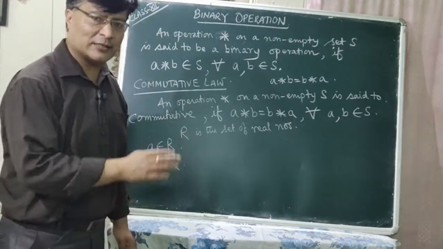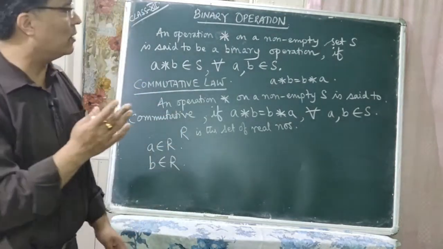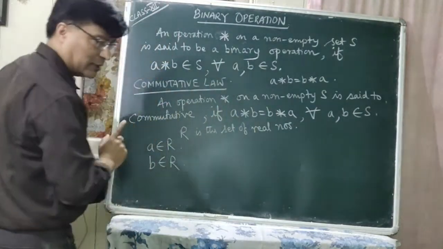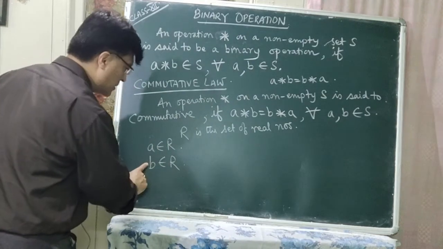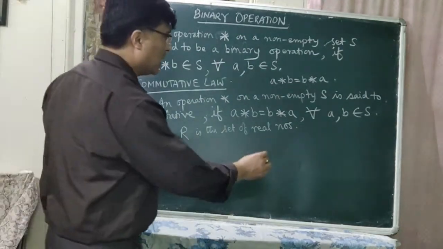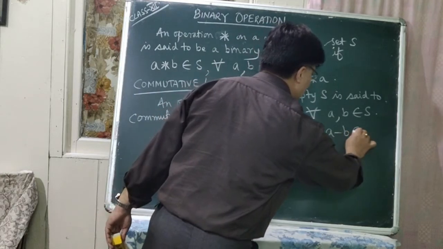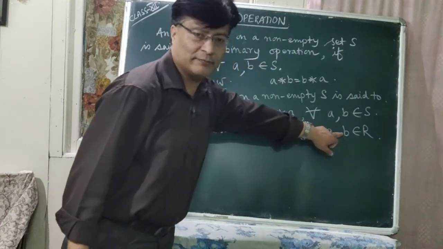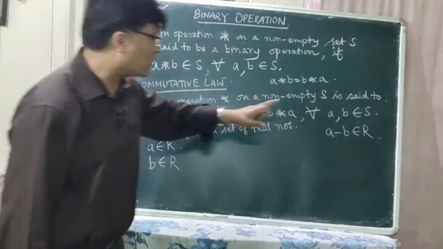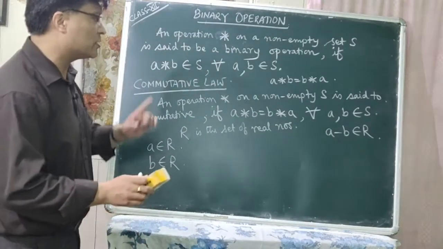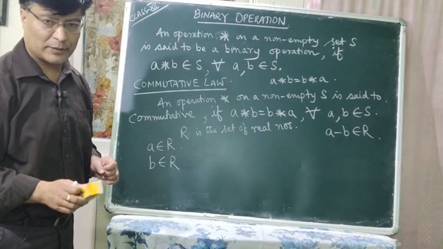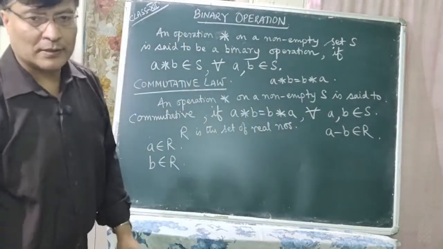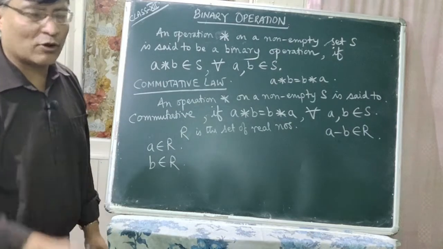I just gave you some example, isn't it? So R is the set of real numbers here. So A belongs to the set of real numbers and B belongs to the set of real numbers. And you know that A minus B also belongs to the set of real numbers. That is, this subtraction operation is a binary operation on the set of real numbers. But can you say that it is a commutative property? Does it satisfy commutative property?